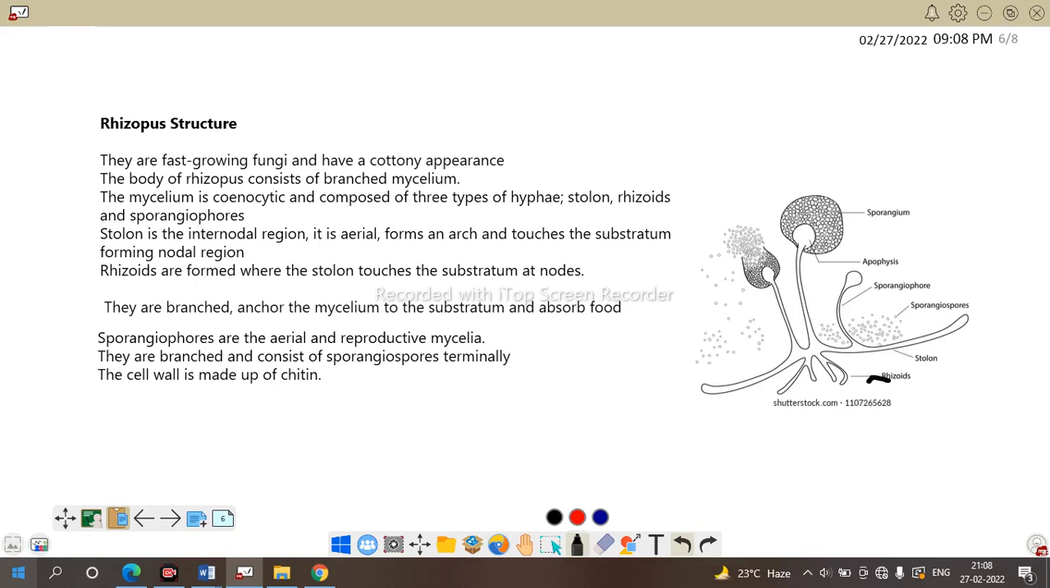Okay. Then next is sporangiophore. Sporangiophores are the aerial reproductive mycelia and consist of a sporangium terminally. Here is a sporangium inside which these are the sporangiospores. Here is the sporangiospore. We all know fungal cell wall is made up of chitin. So, as Rhizopus is a fungus, the cell wall is made up of chitin.